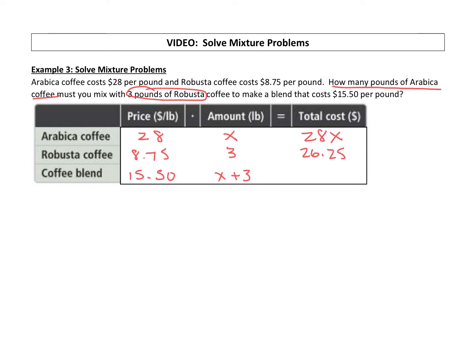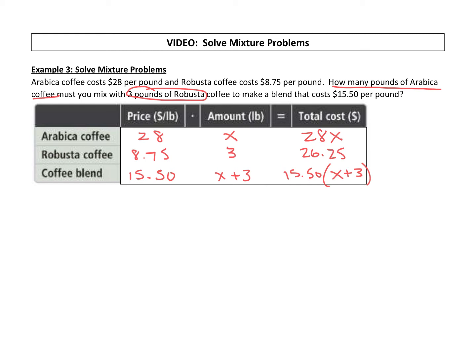All right, so if you notice, all we're doing is multiplying our price times the number of pounds. So the total cost for the coffee blend, the price is $15.50, our number of pounds is x plus 3. So we're going to multiply those together. And because we have an unknown in there, we're going to use multiplication with a parenthesis: 15.50 times (x plus 3). All right, so that was pretty straightforward. We got some good information there.